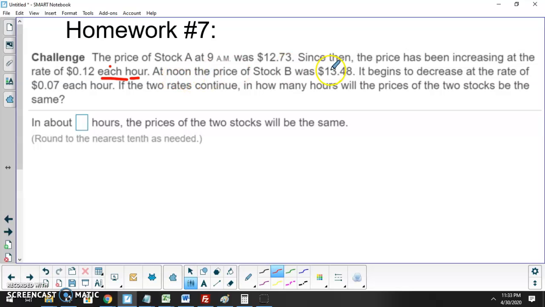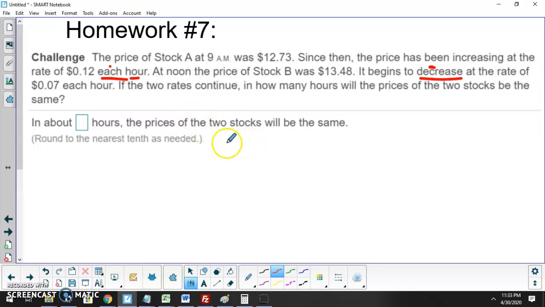At noon, the price of stock B was $13.48. It's decreasing, so it's going down from $13.48. That means you would be subtracting at the rate of 7 cents each hour. If the two rates continue, in how many hours will the price of the two stocks be the same?